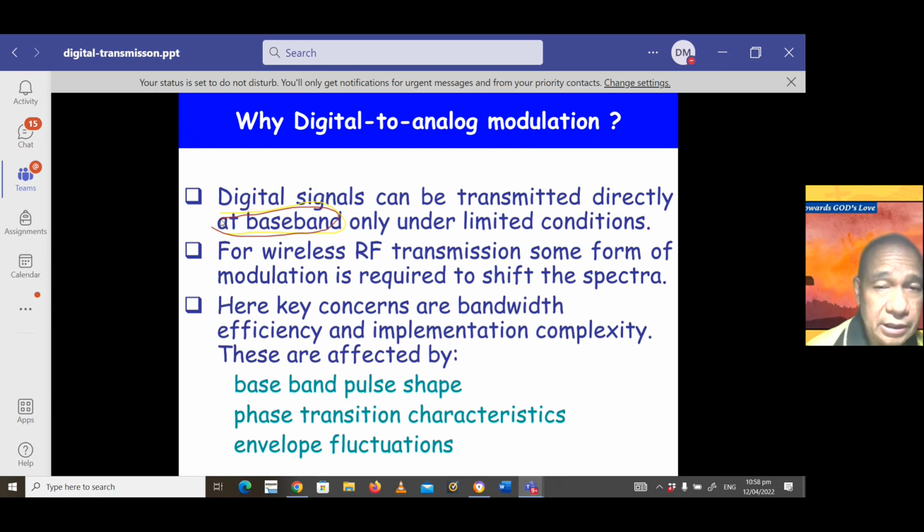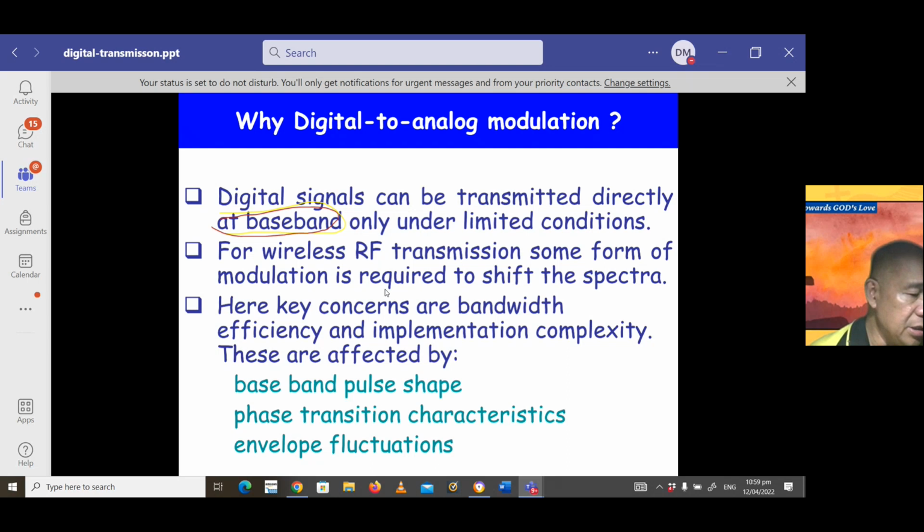But as we go along with the technology, after a certain technology dies, another one improves. The weaknesses of the basic one will be the strength of version 2, and the weaknesses and threats of version 2 will be the strength of version 3. Ganun na naman ang technology. So for wireless RF transmission, some form of modulation is required to shift spectra. Kaya meron tayong frequency shift keying, phase shift keying, amplitude shift keying, because they saw that it is possible to convert them into digital and then to avoid too much error.